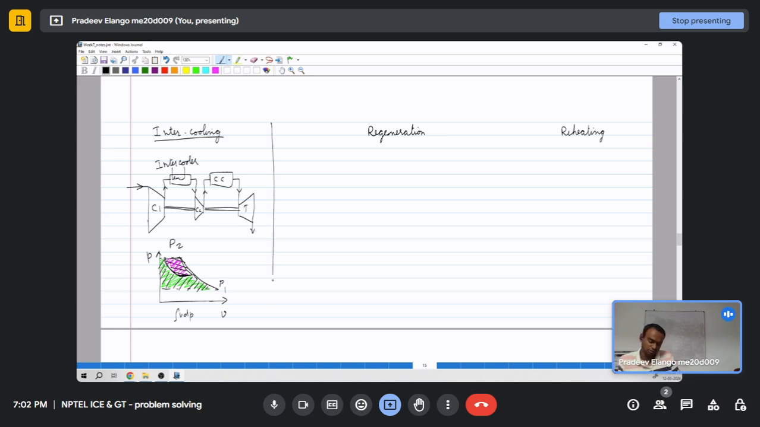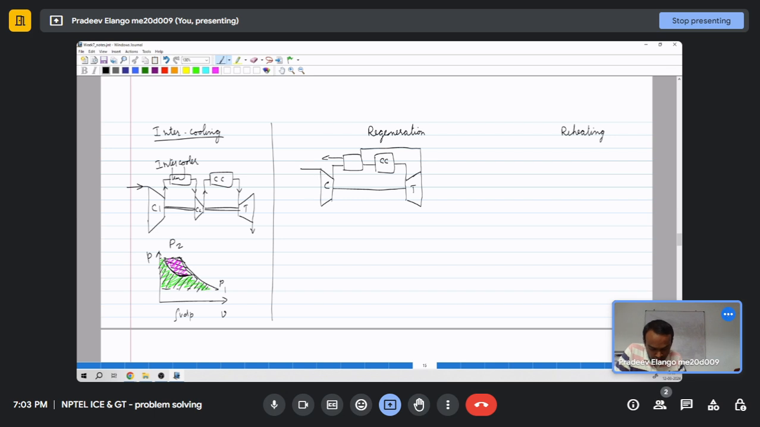So next we have regeneration. In case of regeneration, we have a second compressor, and after the compressor, we have a heat exchanger. And then it is given to a combustion chamber, and then this is taken to a turbine. The exhaust of the turbine is given to the first heat exchanger and then taken out.